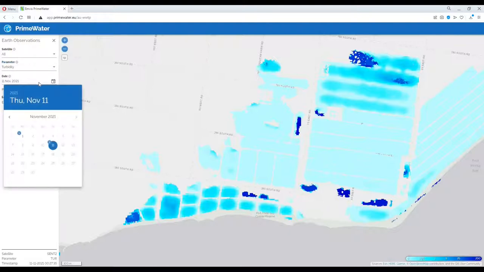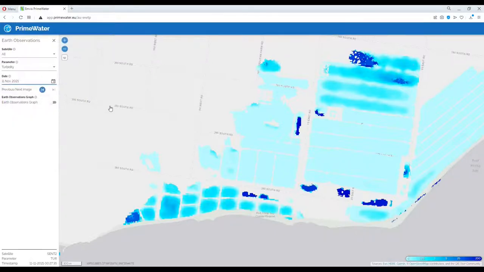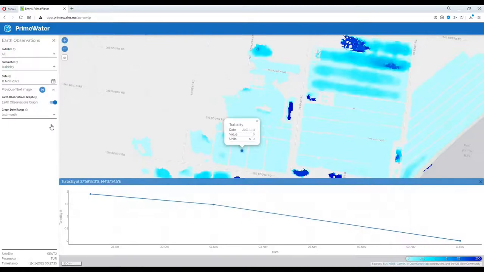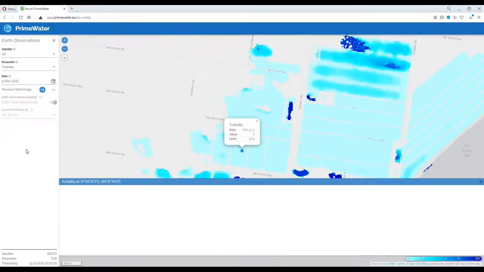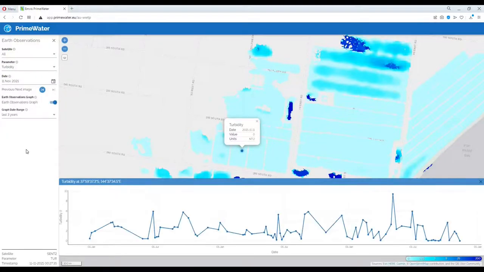In the calendar here, we can see the dates with available overpasses of satellites, and we can go back in time until 2015. Also, there is a useful tool for exploring the temporal variation of a parameter in a selected area. For example, in the graph here, we can see the historical turbidity values for the last 3 years at the selected point of interest.